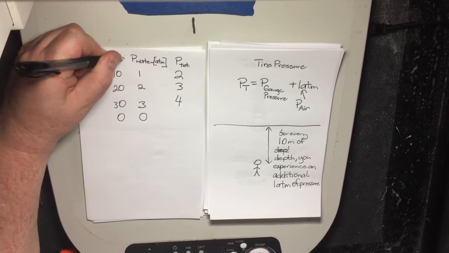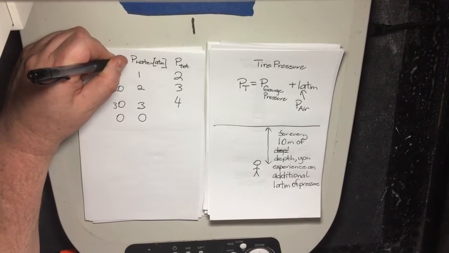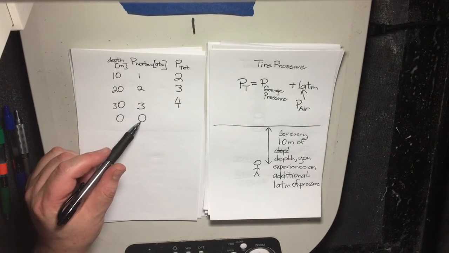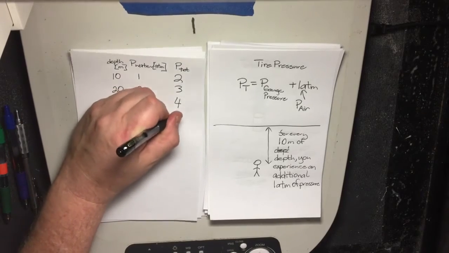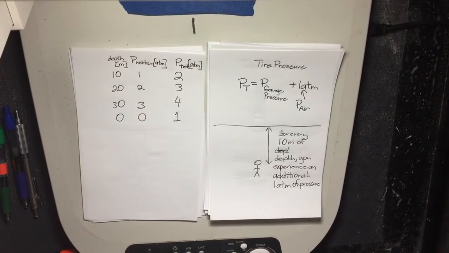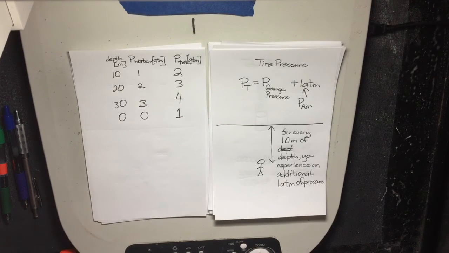Let's write a full table. Depth in meters. At 0 meters depth, there are 0 atmospheres of pressure due to the water, but the total is 1. When you're down 10 meters, the pressure you're experiencing is twice that at the surface. So remember total pressure, gauge pressure, all that stuff. A lot of good multiple choice problems.